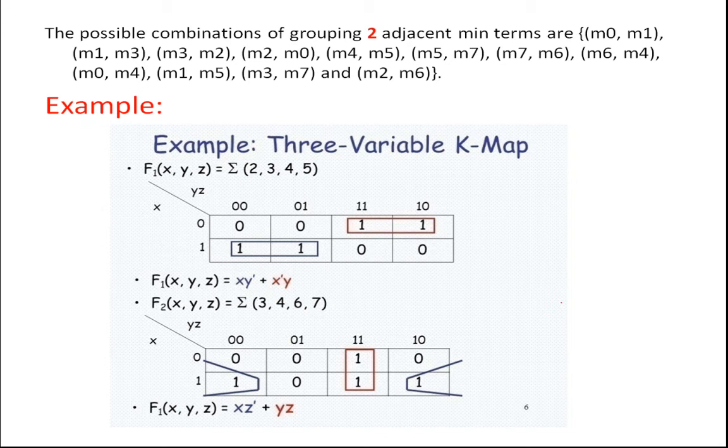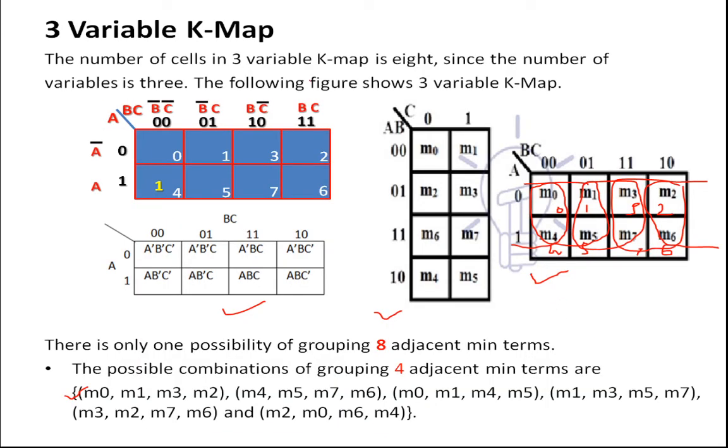So here we have made a small mistake and you need to check it. Here it should be B C bar, and this should be BC, so this bar will not be there. So 0 0, 0 1, 1 1, and 1 0. This will be 1 1, so this will be BC, not BC bar, and this will be BC bar. Hope you have understood the possible grouping of 3 variable, 8 adjacent cells.